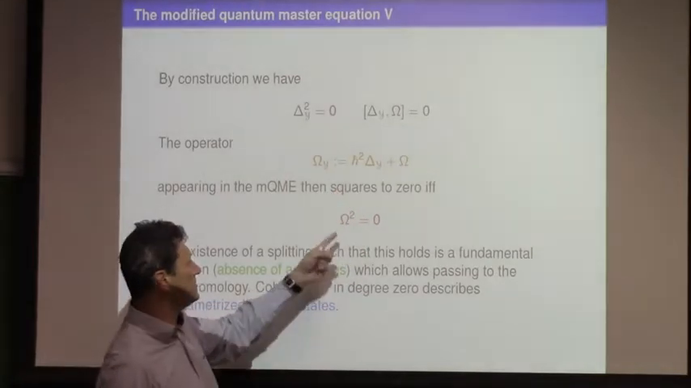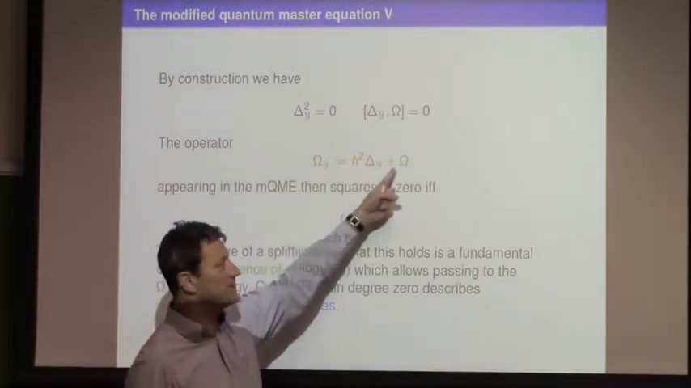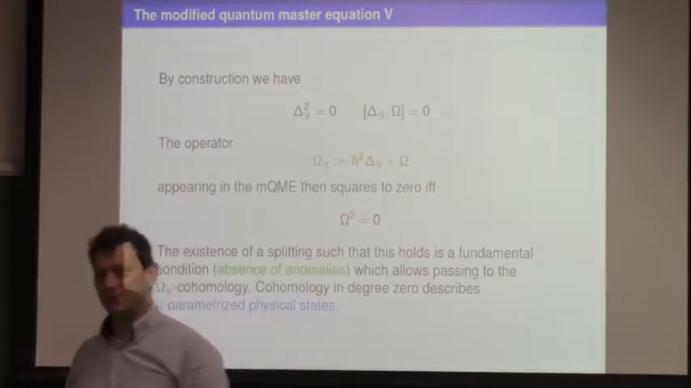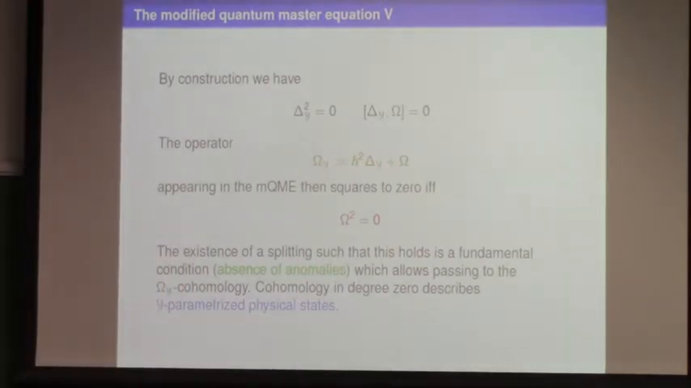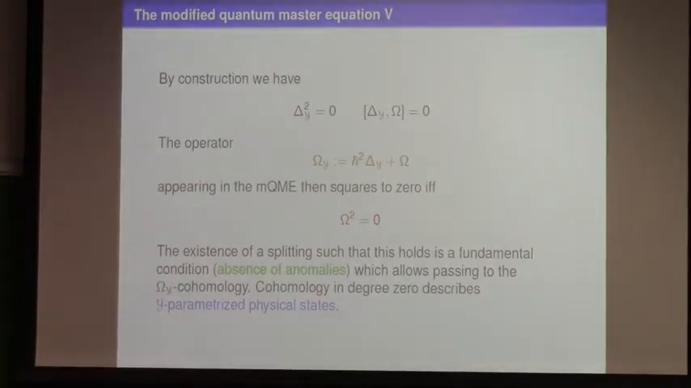Now, under the assumption that omega squares to 0, then also this operator squares to 0, so this becomes your homological, your boundary operator. And so you should think of the physical space of states as the homology of this operator. Okay? And notice that there are still physical states parameterized by y.